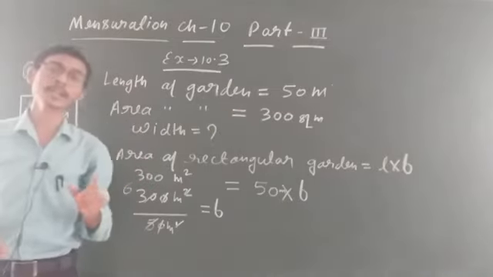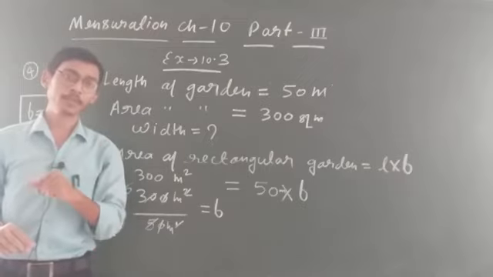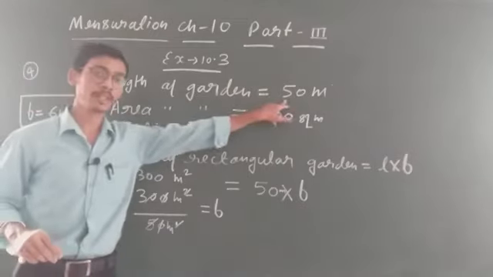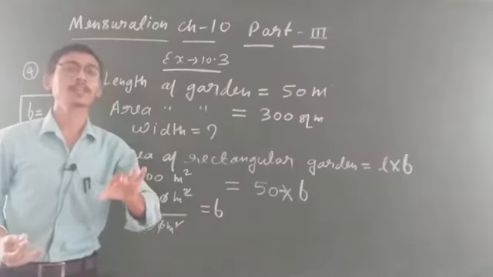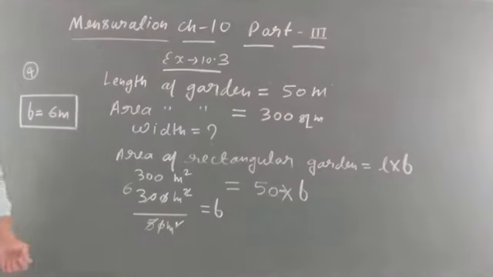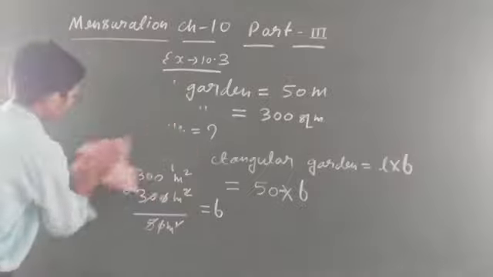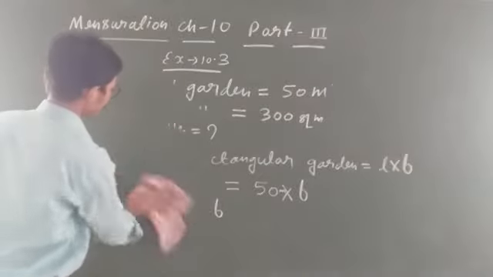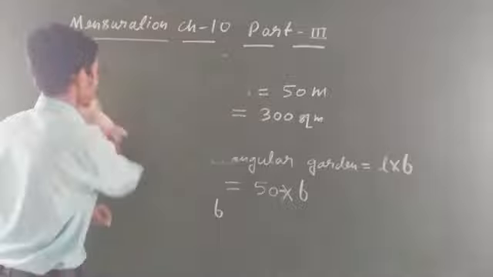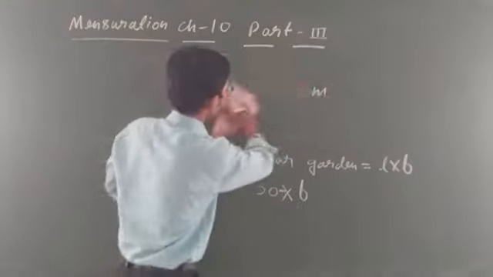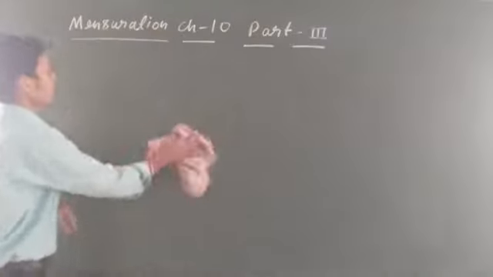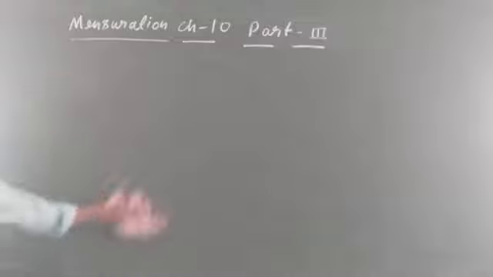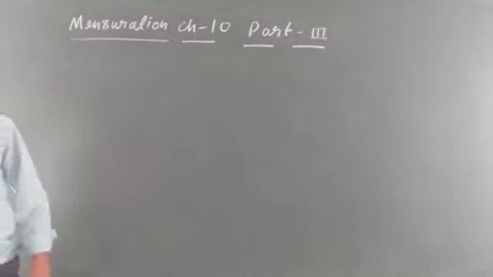When you find out the area of the rectangle, area of rectangle is L into B. Length is 50 meter and breadth is 6 meter. 50 into 6 will come 300 meter square. So our answer is correct. I think this question is very clear. We have to write down step by step what information is given and what we have to find out. In your copy, first write down what is given and what you actually have to find out. Now come to the next question.